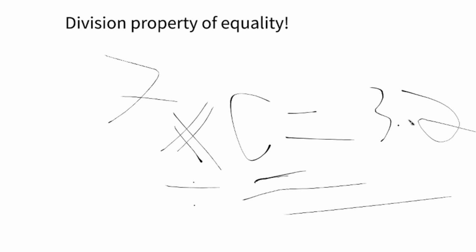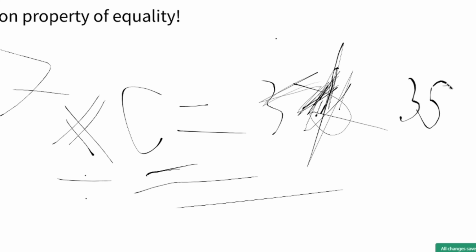Okay, so let's solve. 32 divided by 7 is... Oh, I just realized 32 doesn't go into 7 and I don't really want to get into decimals. 35 divided by 7 is 5, which means that C equals 5.